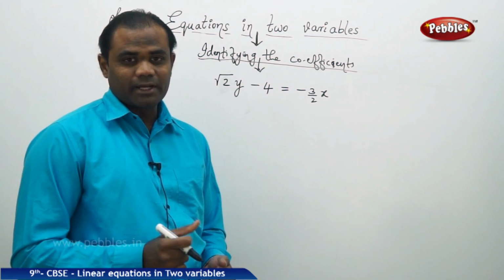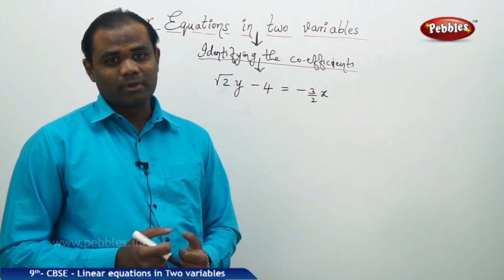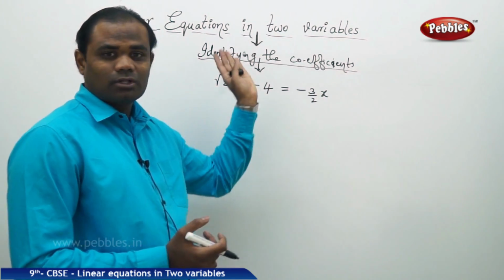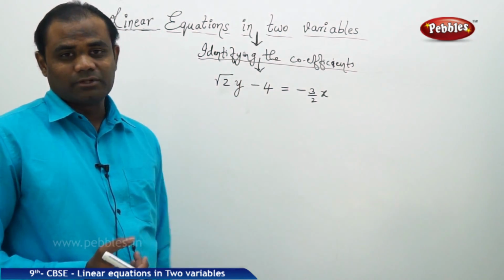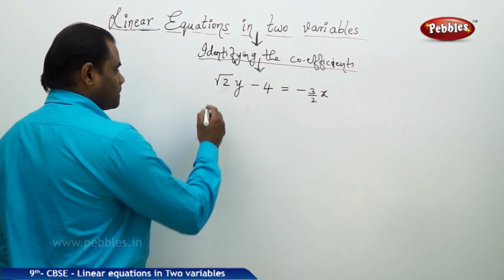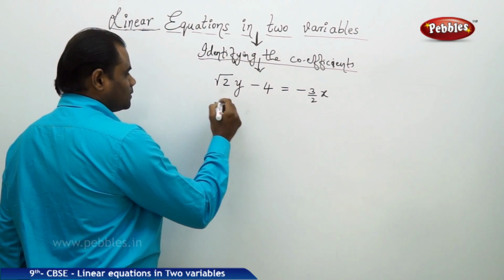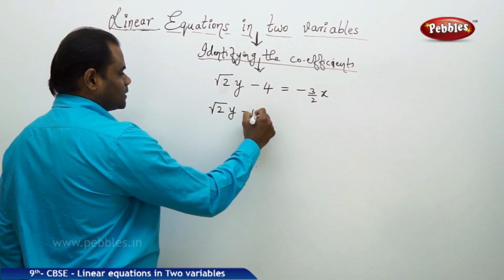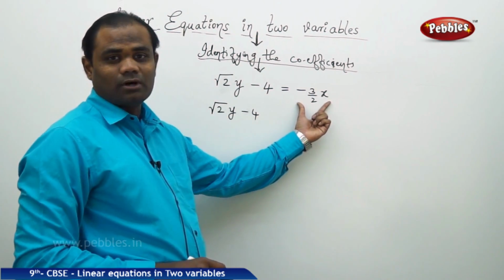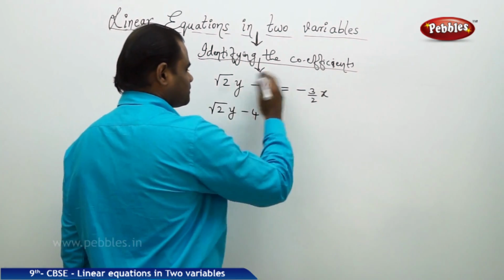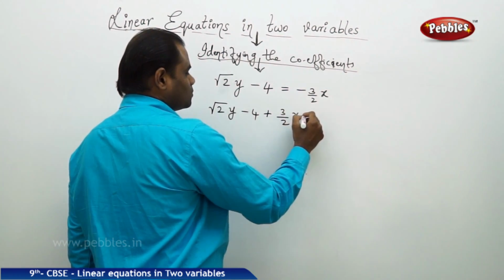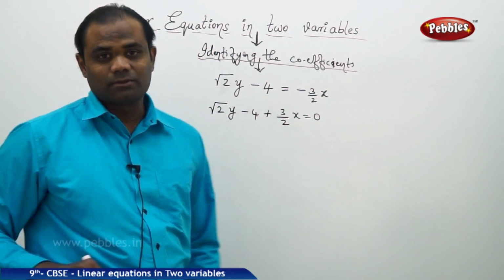So initially, for expressing this into the general form ax plus by plus c equal to 0, the first thing is about bringing all the terms to the left and equating to 0. So let's see how we can bring all the terms to the left. As I understand, this can be simplified by taking this minus 3/2 x to the left, because I want only 0 on the right hand side. So minus 3/2 x when brought here becomes plus 3/2 x equal to 0.